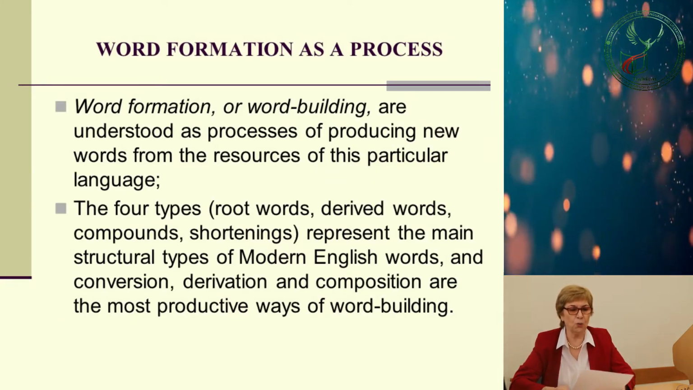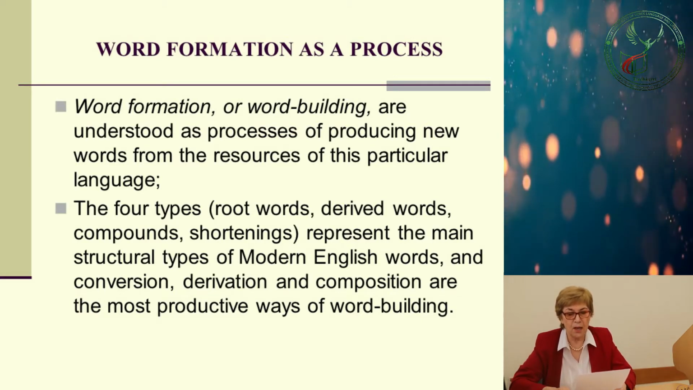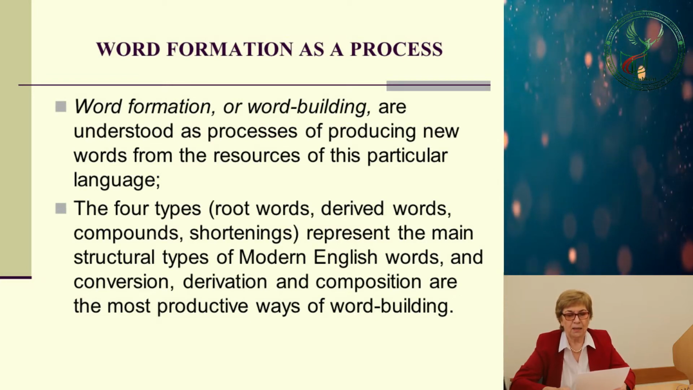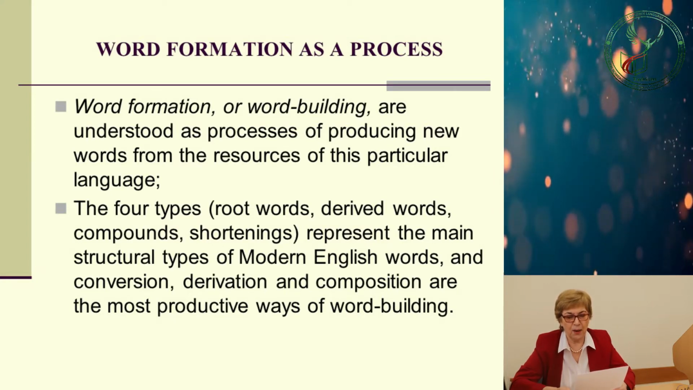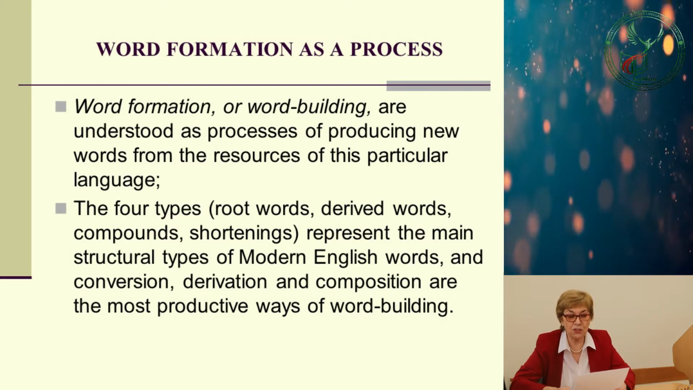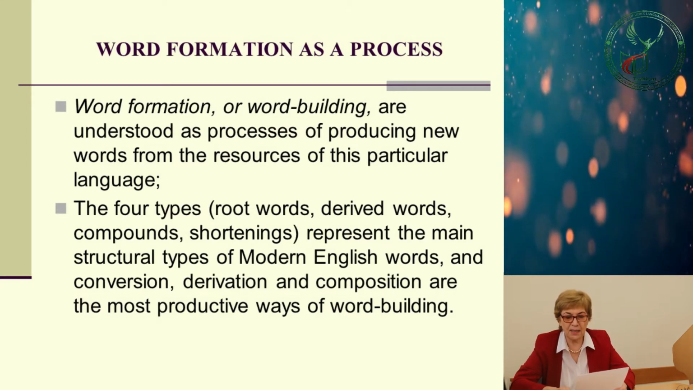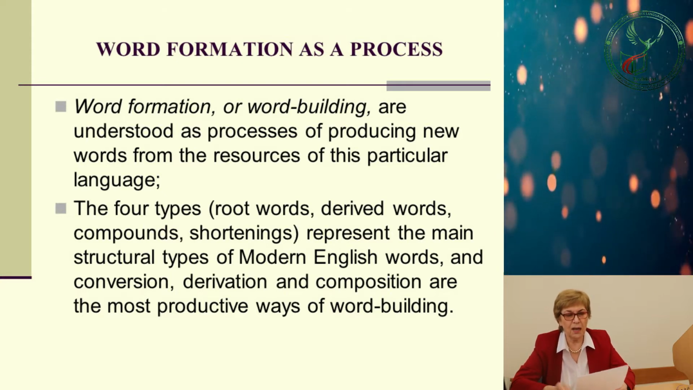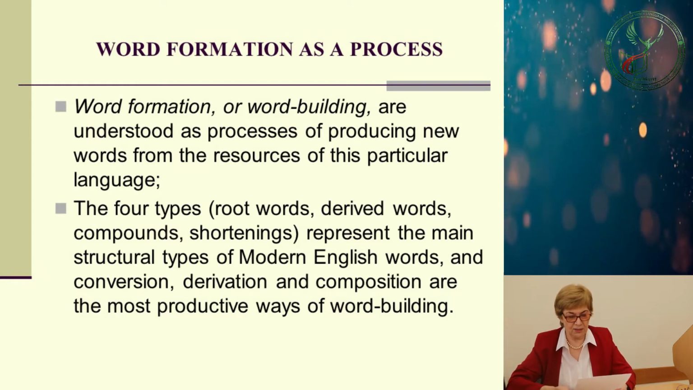Okay, so as a process, word formation or word building, or word creation, are understood as processes of producing new words from the resources of the particular language. The four types which we discussed today, those are root words, derived words, compounds, and shortenings, represent the main structural types of modern English. In the previous lecture, we spoke about types of stem, and there are four types of stem: simple, derived, compound, and compound derived, and they all are represented throughout their word formation characteristics.